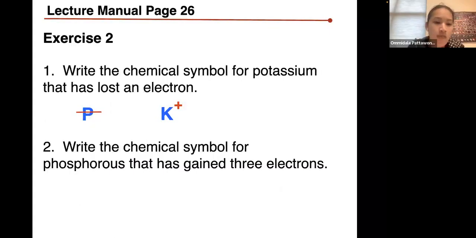Now what about if you have phosphorus? Now we can use P, which represents phosphorus. This phosphorus gains 3 electrons. Remember, gaining electrons makes it more negative, right? So gaining 3 electrons is going to become 3 negative, and we again indicate the charge at the top right of the chemical symbol. Therefore, this phosphorus right here is an anion because it gains electrons.